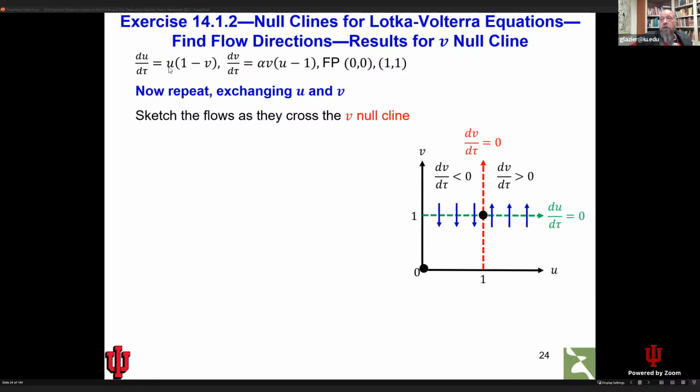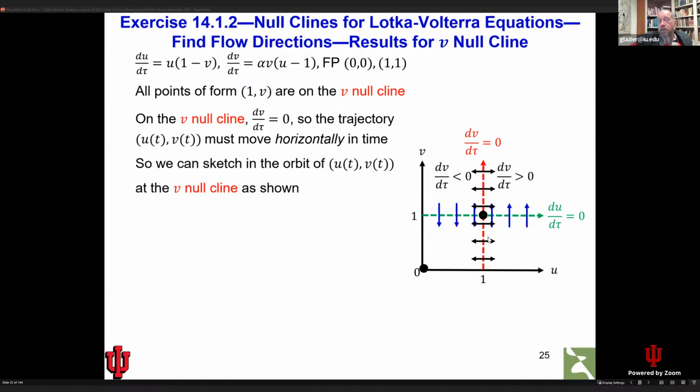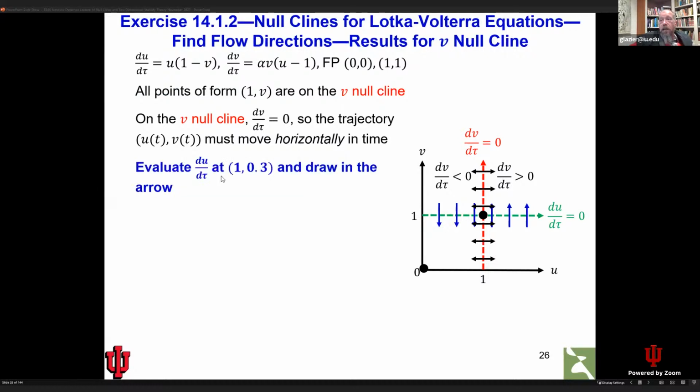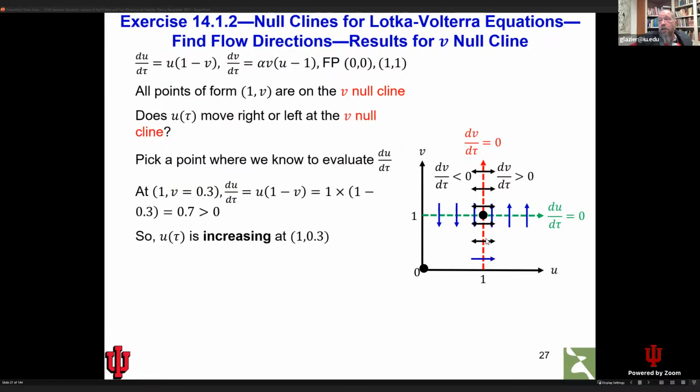1 for u times 1 minus 0.5 gives me a half. So I'm increasing along this line here, my v dot null-cline, for small values of v. And so I have a line pointing to the right. First, I put in my byline so that I know the direction. And now I evaluate it here. I did 1 comma 0.3. That's positive. So I draw my red line, blue line to the right.